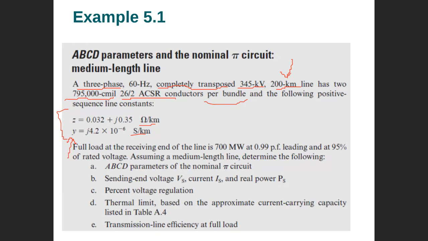Full load at the receiving end of the line is 700 megawatts at 0.99 leading, at 95% of the rated voltage. This means that you need to multiply the voltage here by 0.95, because the receiving end is operating at 95% of the rating voltage. So you multiply 0.95 times the rating voltage. This is the receiving end voltage.